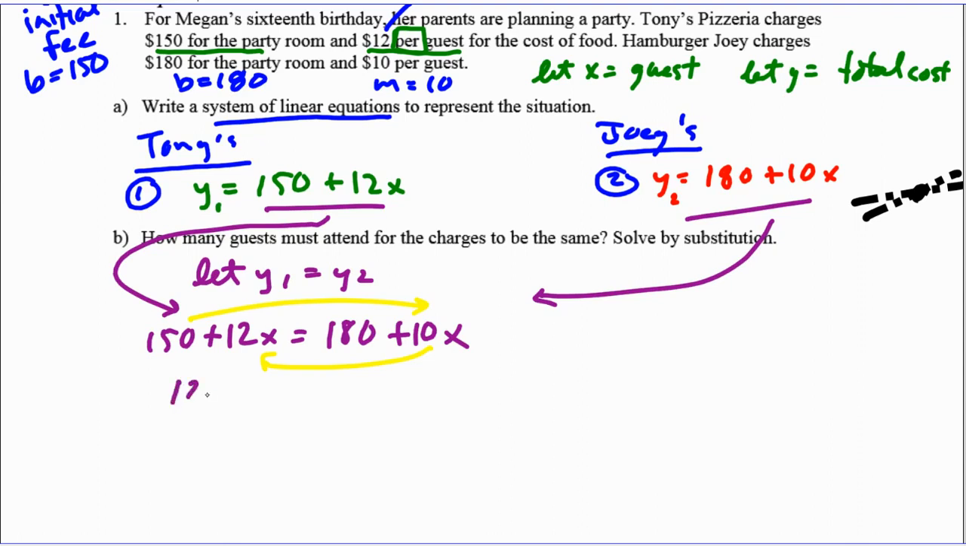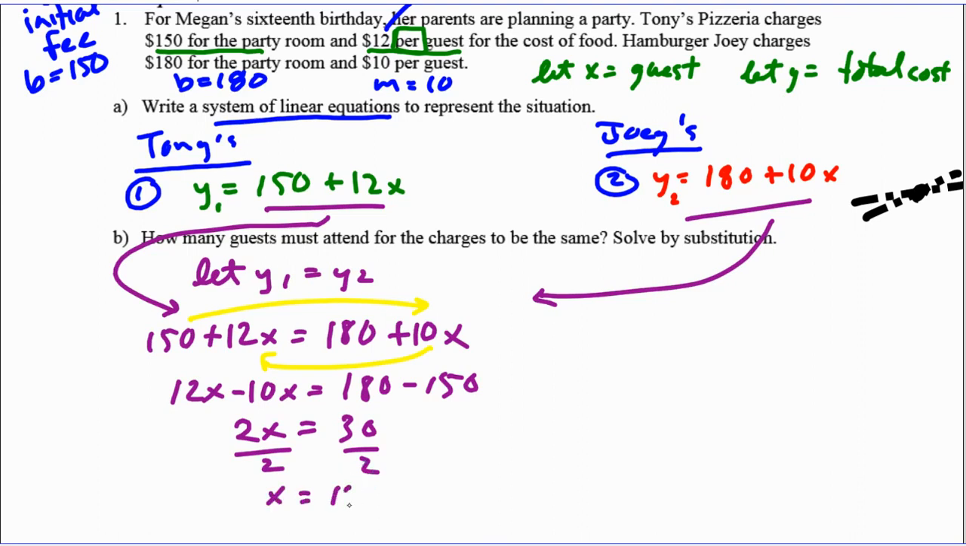So on this side I have 12x minus 10x equals 180 was already there, minus 150. Again, the sign changes when we move across the equal sign. So 12 minus 10, that gives us 2x. 180 minus 150 is 30. Divide both sides by 2. We get x equals 15. So, therefore, it will take 15 guests to break even, for the two costs to be the same.